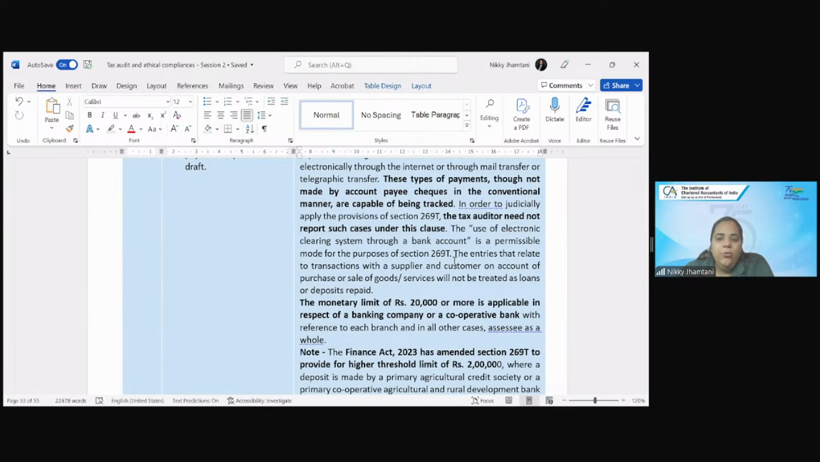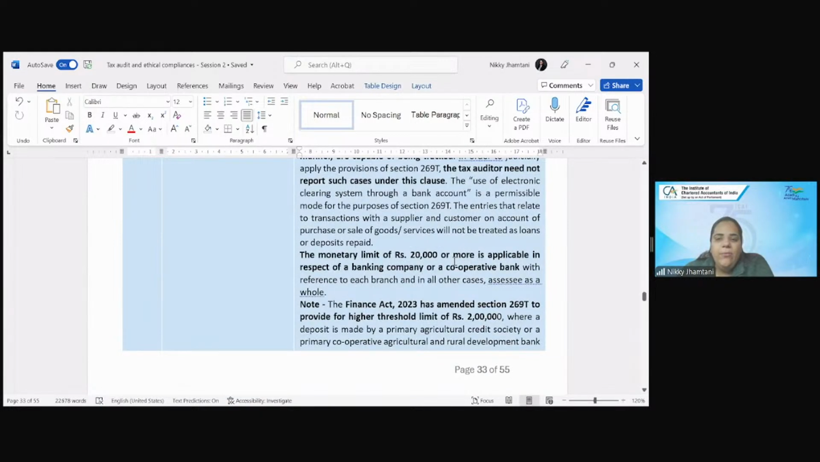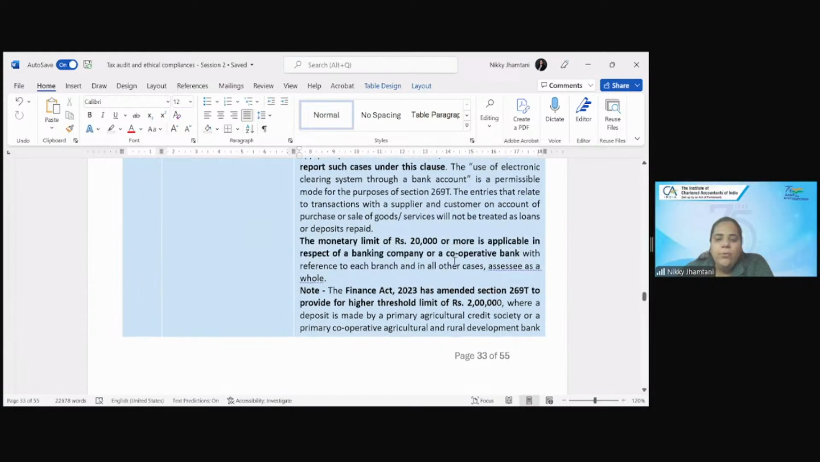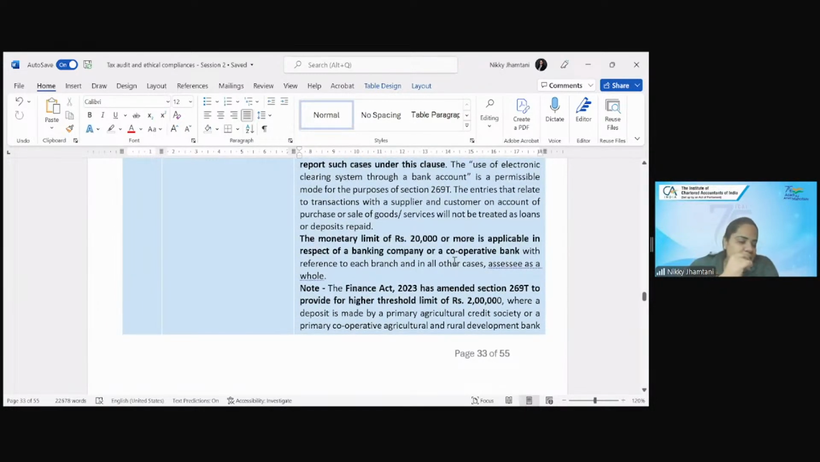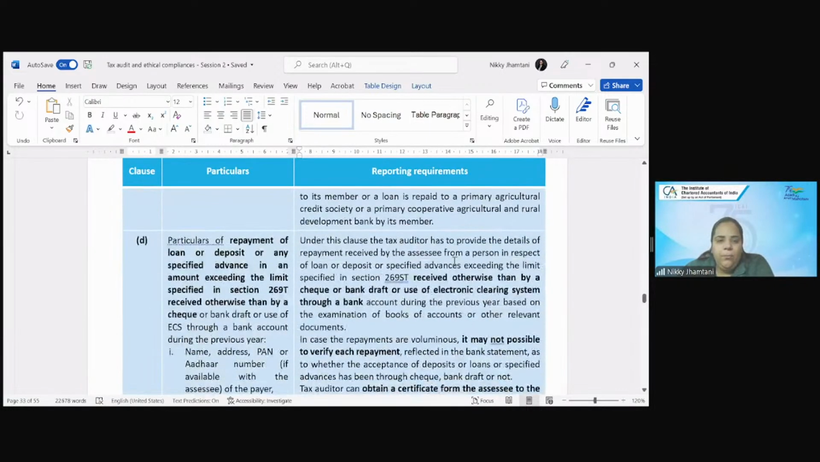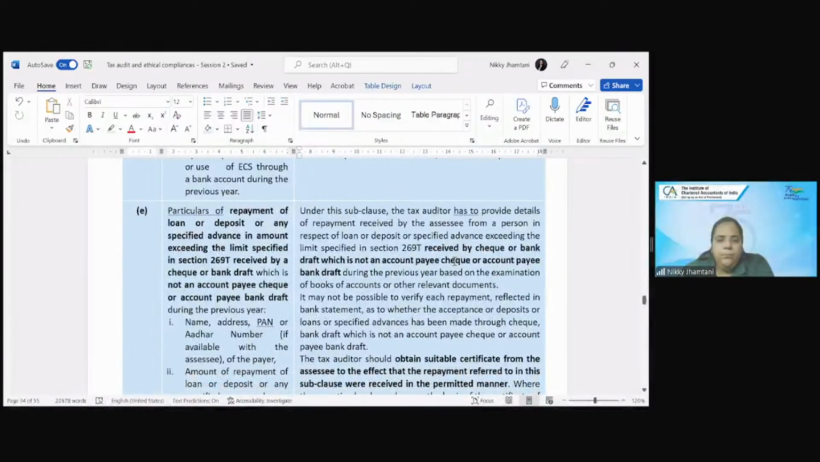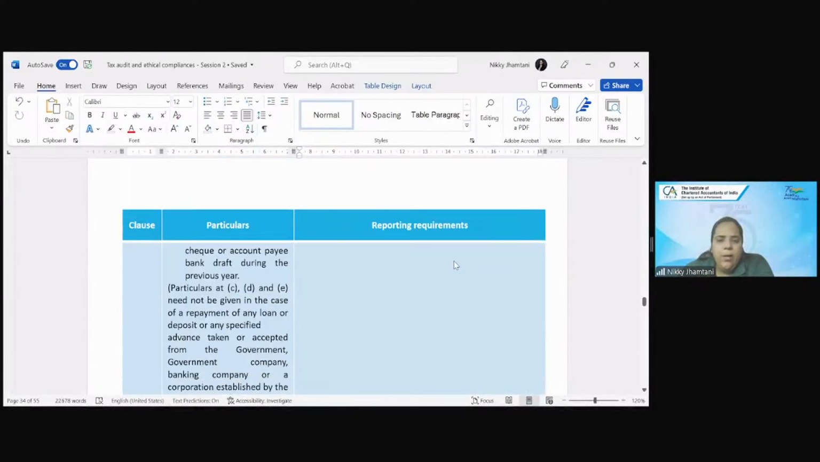The use of ECS through a bank account is a permissible mode for the purpose of 269T. The entries that relate to transactions with the supplier and customer on account of purchase will not be treated as loans or deposits repaid. Just a second. The monetary limit of rupees 20,000 or more is applicable in respect of a banking company or a co-operative bank with reference to each branch and in all other cases SSC as a whole. Okay, so 269SST, this we have discussed.